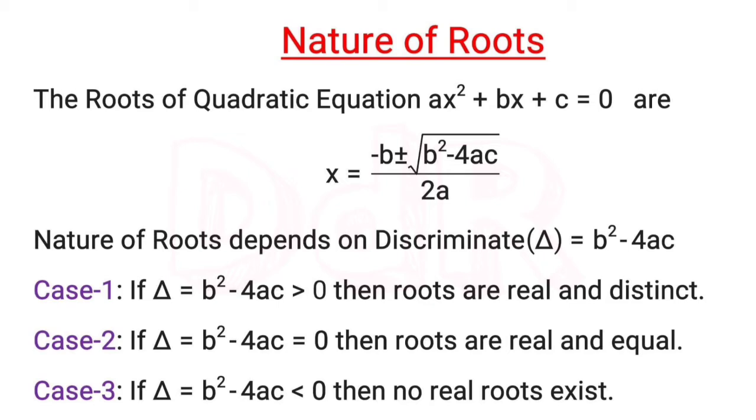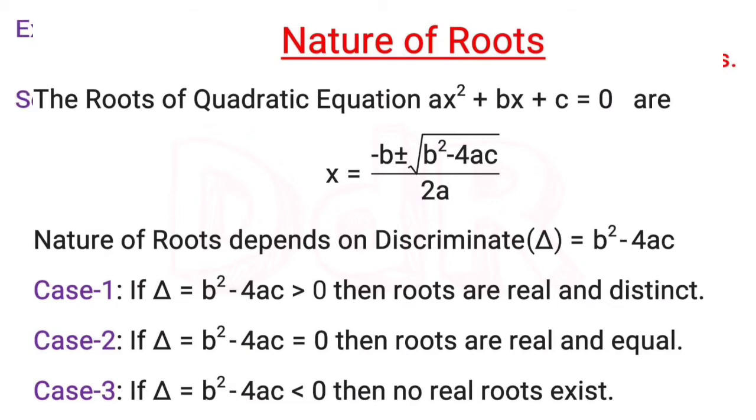In the first case, if delta is greater than 0, that means b² - 4ac is a positive value, then definitely the roots will be real numbers and distinct, meaning different numbers. Next, in case 2, if delta equals 0, that means the discriminant value is exactly 0, then the roots are real and equal. Next, if delta = b² - 4ac is less than 0, that means b² - 4ac is a negative number, then there are no real roots for that particular quadratic equation.